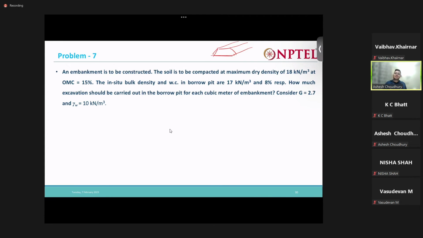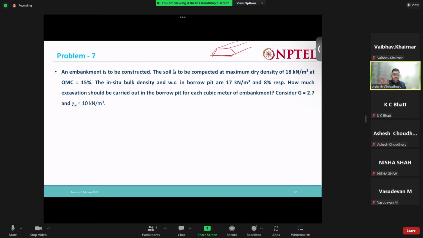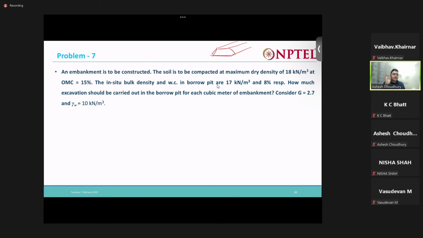So let us see the question. The in situ bulk density and the water content in the borrow pit. From somewhere else we are bringing this soil, and the place from where we are getting this soil is called a borrow pit. Borrow pit means a pit from where you are borrowing the soil. So in the borrow pit, the in situ bulk density of that soil is 17 kilonewton per meter cube, and the water content is 8% there in the borrow pit.